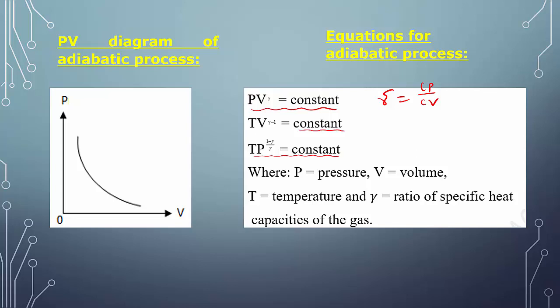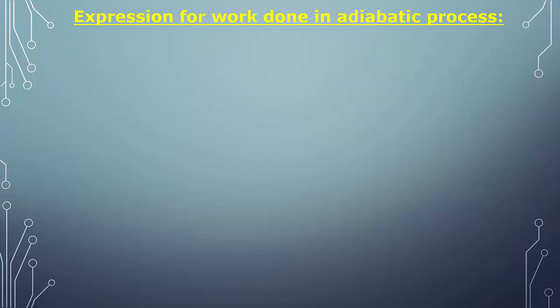Remember, P is pressure, V is volume, T is temperature, and what is gamma? Gamma is the ratio of specific heat capacity of gases, that is Cp divided by Cv. What is adiabatic process, how it takes place, explanation, then conditions, PV diagram, equations. These 5 points we have to remember carefully. Now we can derive an expression for work done in adiabatic process, and this derivation carries 5 marks for your board examination.